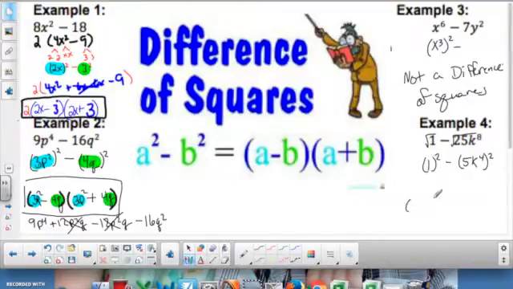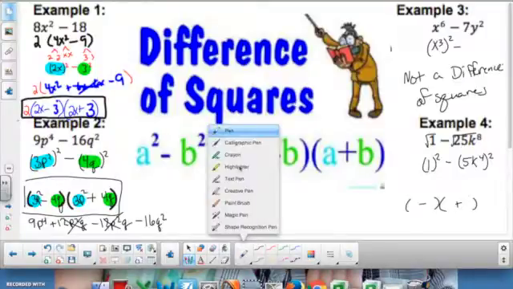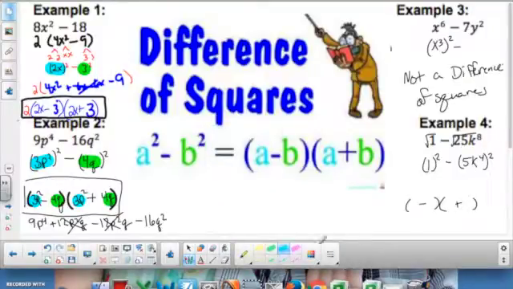Okay? Now I'm ready to start filling in the blanks. I've got my minus, I've got my plus. Remember, we are identifying our A term. In this case, that's going to be 1, so it's going to go in both of these spots. And my B term, in this case, is going to be 5 times k to the 4th, and that's going to go in these 2 spots. So then my final answer is going to be 1 minus 5 times k to the 4th times 1 plus 5 times k to the 4th.